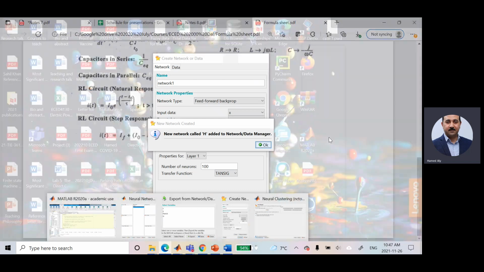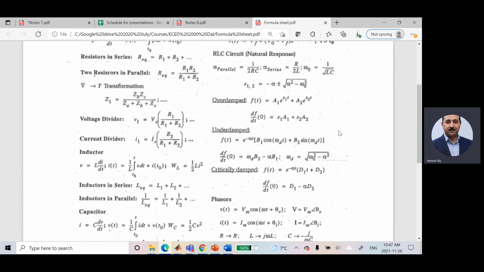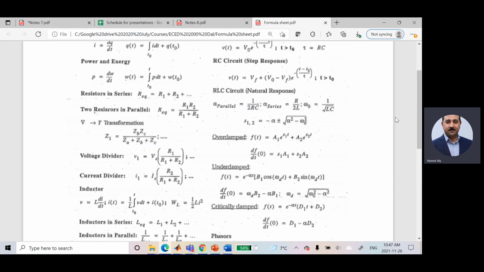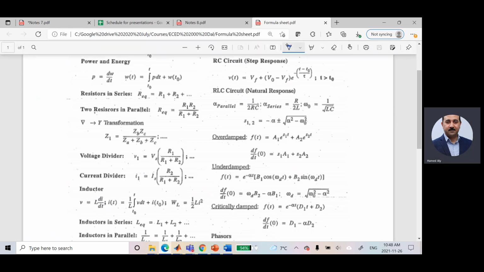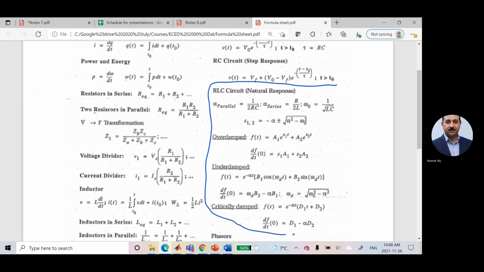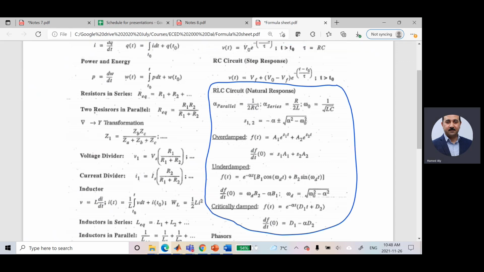For the part that we are talking about here, it is this part. This is the part that I'm talking about. If you try to look at that, these are all different cases.